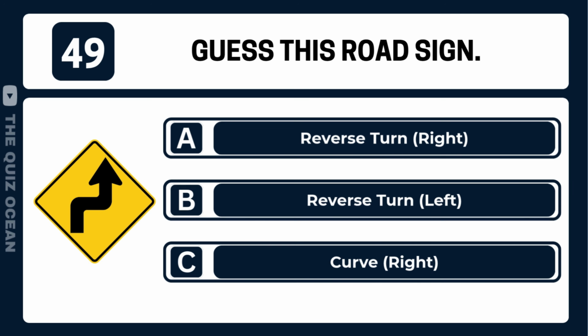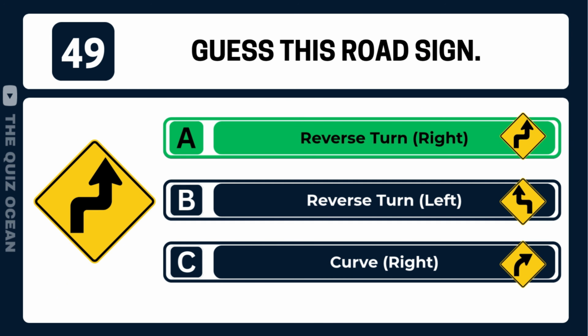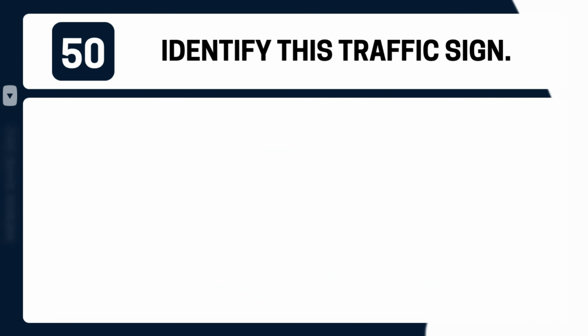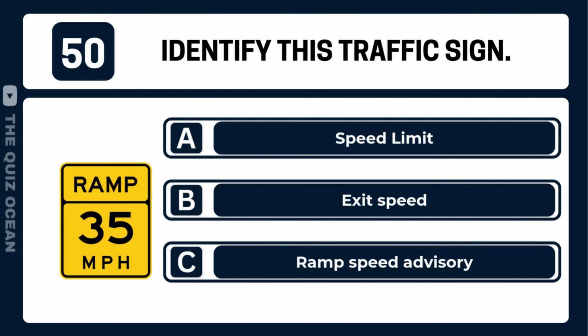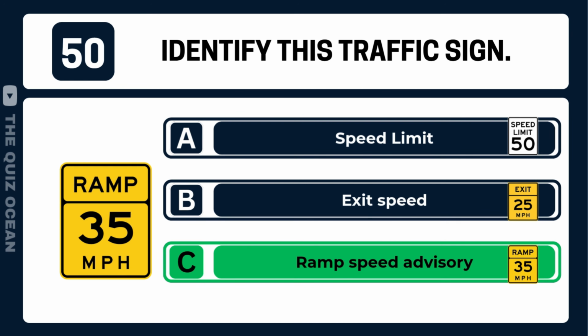Guess this road sign. Great job. That's a reverse turn, right sign. Identify this traffic sign. Exactly. That's a ramp speed advisory sign.